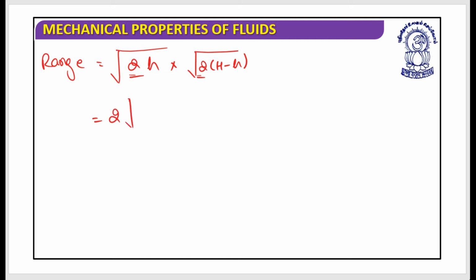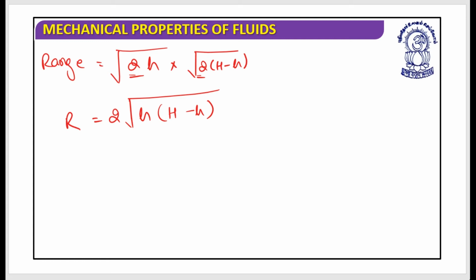It's 2 multiplied by root of h into bracket H minus h. This is the range. I hope this is clear. So this was the range of this efflux, or the fluid that is leaving the container from that hole.